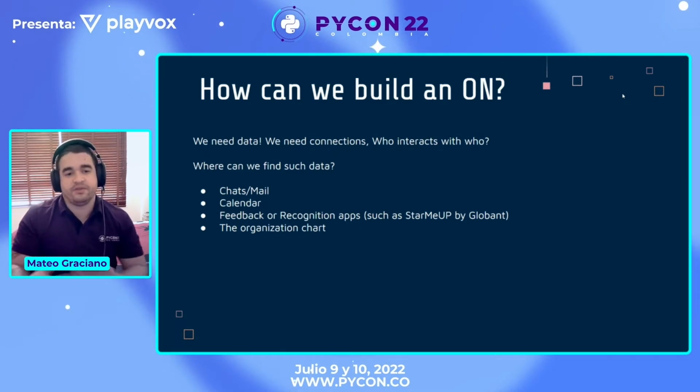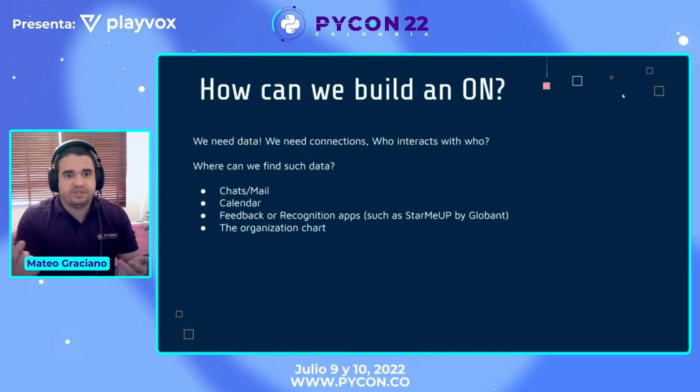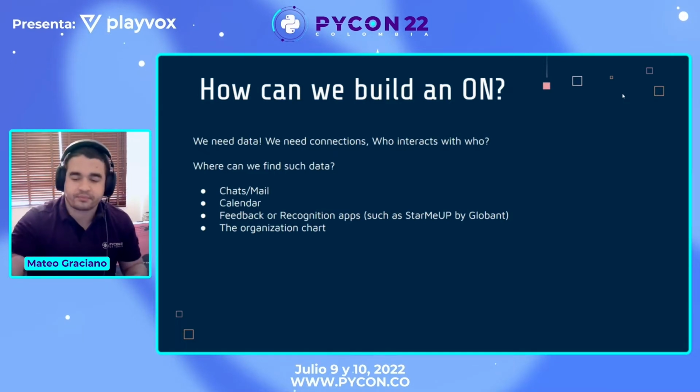And last but not least, there is also the organization chart. In the organization chart, you will say, hey, Mateo is in the same team as Camila, so they must know each other. So there is a weak connection, because I don't have a confirmation of that connection, but apparently they should know each other.